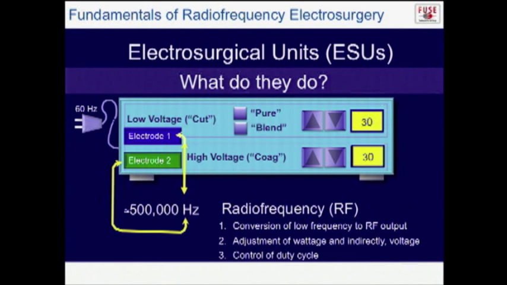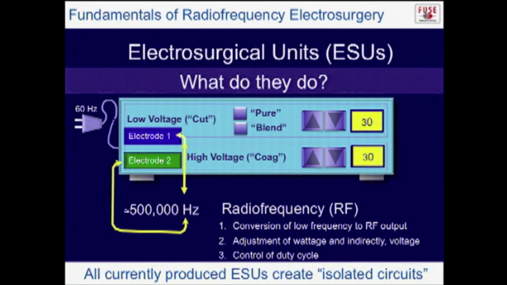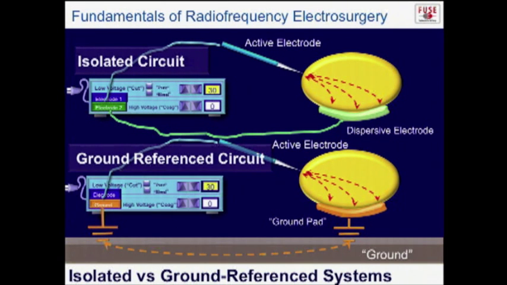In addition to that conversion, the generator allows you to control other things like wattage, indirectly the voltage, the duty cycle, etc. And we'll explain what duty cycle is shortly. All currently produced electrosurgical units are isolated. So what does that mean? Well, if we look at the top circuit here, it's an isolated circuit.